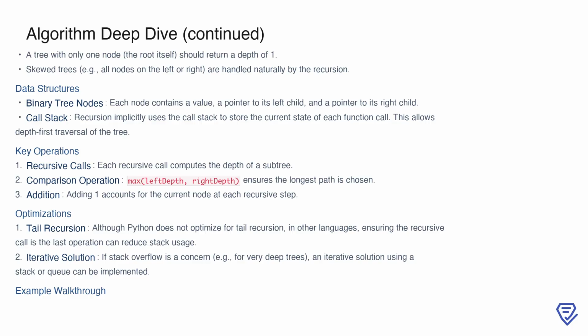The algorithm relies heavily on two data structures: the binary tree nodes themselves, which contain pointers to their left and right children, and the call stack, which manages the state of each recursive function call. Key operations include the recursive calls to compute subtree depths, the comparison of left and right depths to choose the maximum, and the addition of 1 to include the current node. While Python does not optimize for tail recursion, other languages might benefit from this optimization to reduce stack usage. Alternatively, an iterative approach using a stack or queue can handle cases where recursion depth might become a concern, such as with very deep trees.